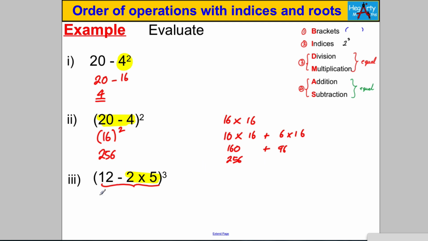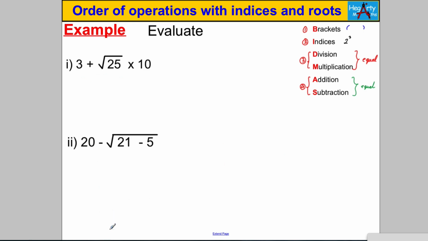So let's keep our brackets here. The multiply will give us the answer 10. Don't forget to do 12 take away 10 and keep the cube there. 12 take away 10 is 2, but don't forget we must cube it, and 2 cubed is 8, and there you go. Pause the video and have a go.